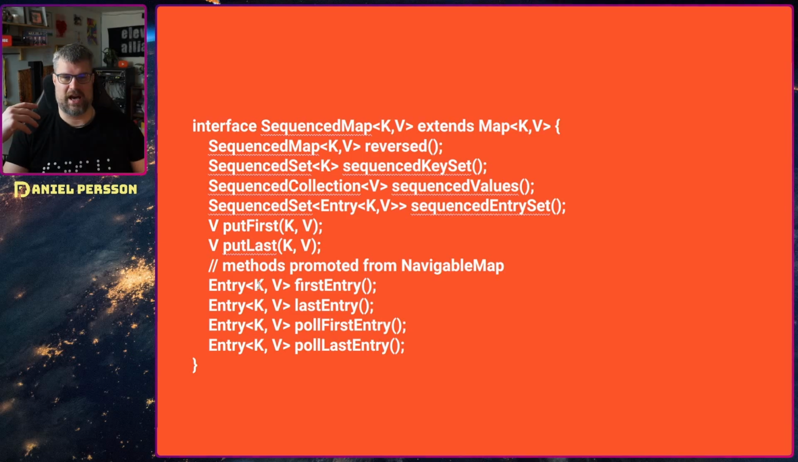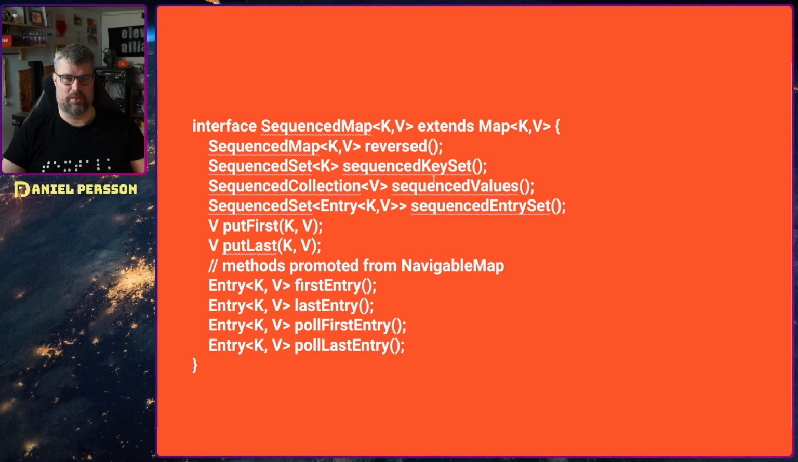Next up, we have sequenced map. We didn't really have that kind of functionality before. We had some strange version of a linked map or something like that you could use in order to have somewhat of a sequence. But this is more of an interface that you could use, a sequenced map. In this case, it is reversible. As in the other case, we can get the sequenced key set, the sequenced values, the sequenced entry set.